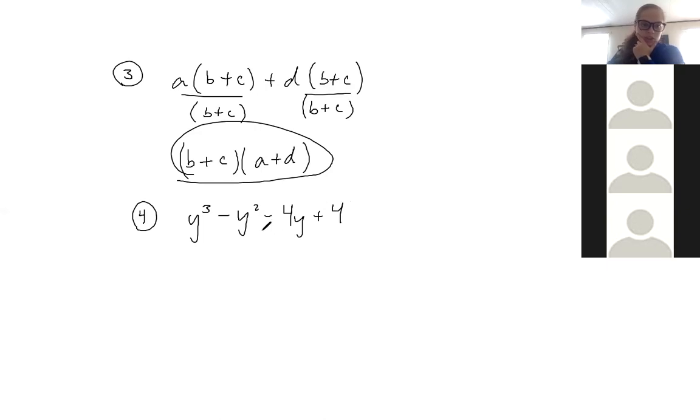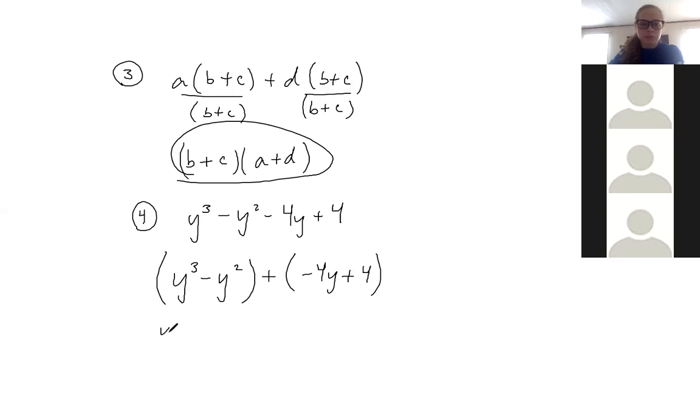Number 4, y cubed minus y squared minus 4y plus 4. First thing you always ask yourself is, can I pull out a common factor between all 4 of these? Well, no. So what do we do? Since this is not a trinomial, it's a polynomial with 4 terms, I'm going to regroup these together. I'm going to put y cubed minus y squared together, and then I'm going to put negative 4y and positive 4 together.